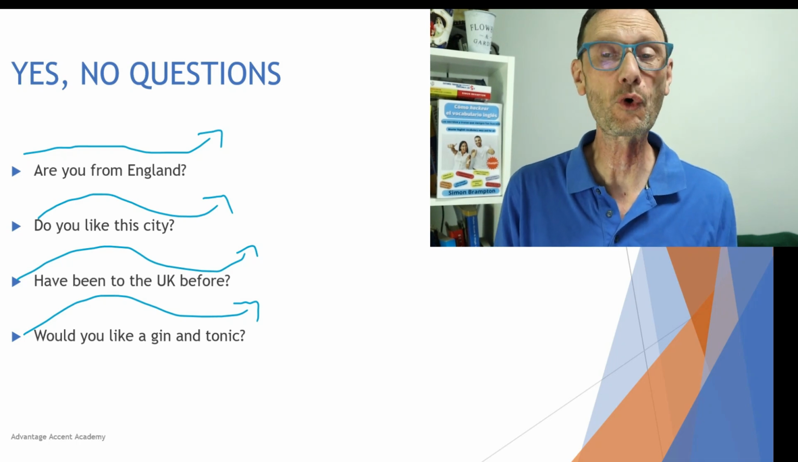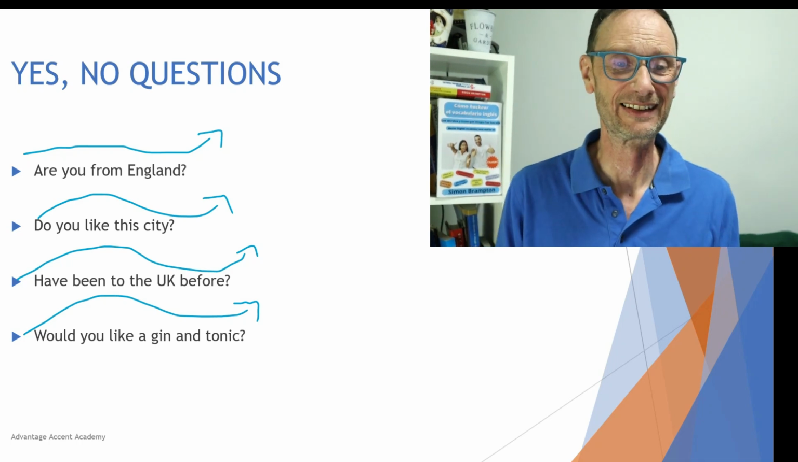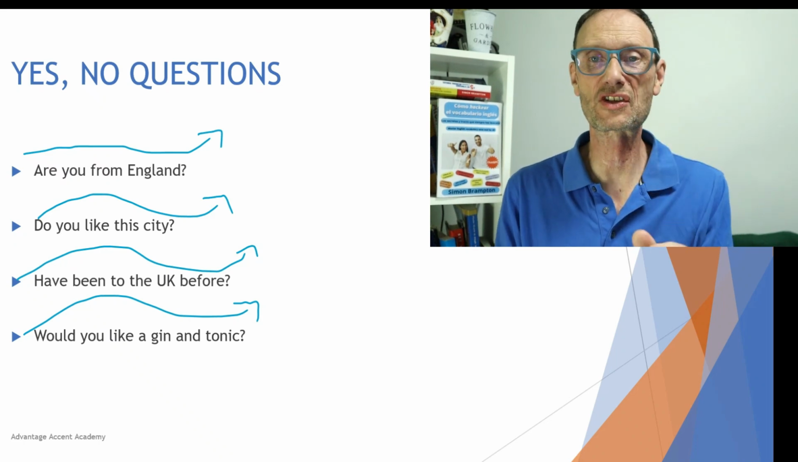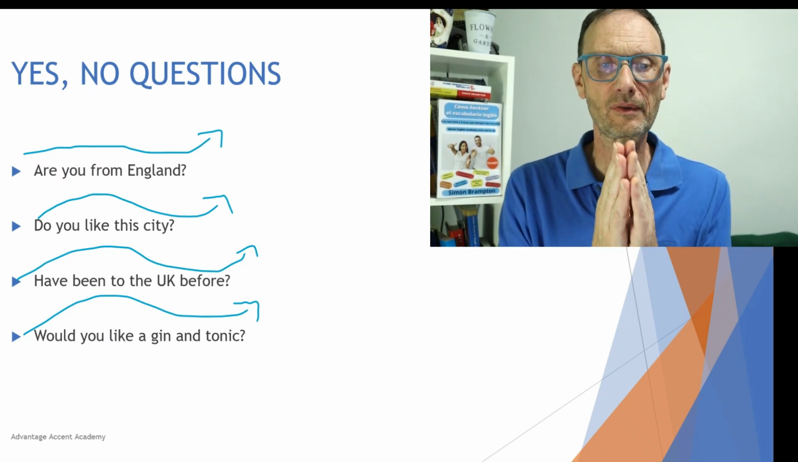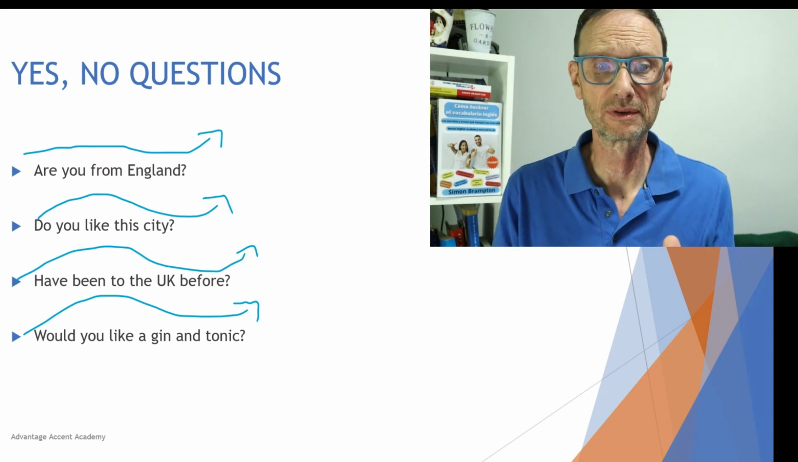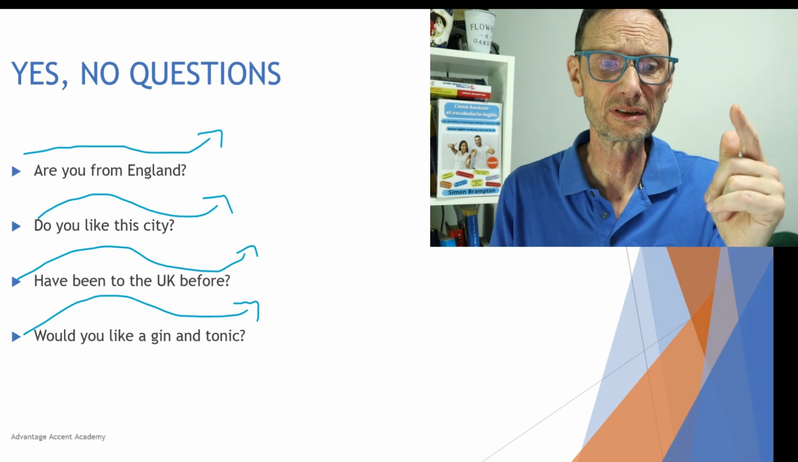Let's look at these 4 examples. Are you from England? This is where we genuinely don't know and we want to check yes or no. Are you from England? No, I'm not.